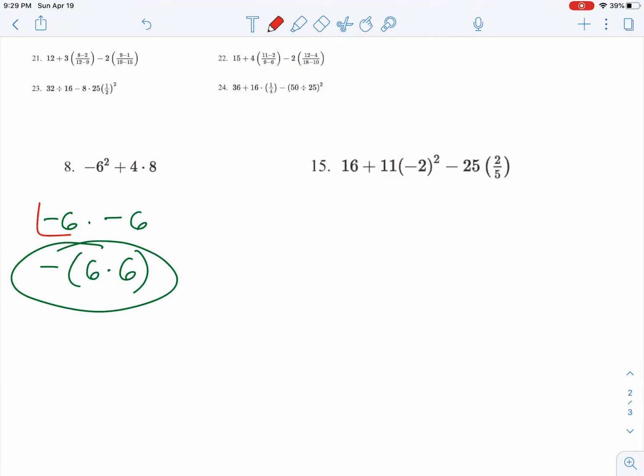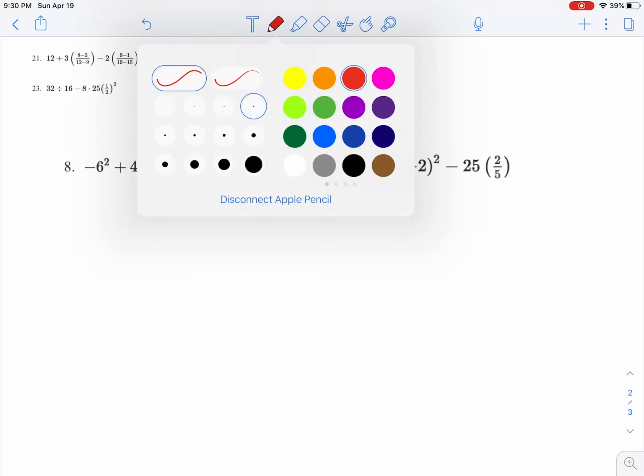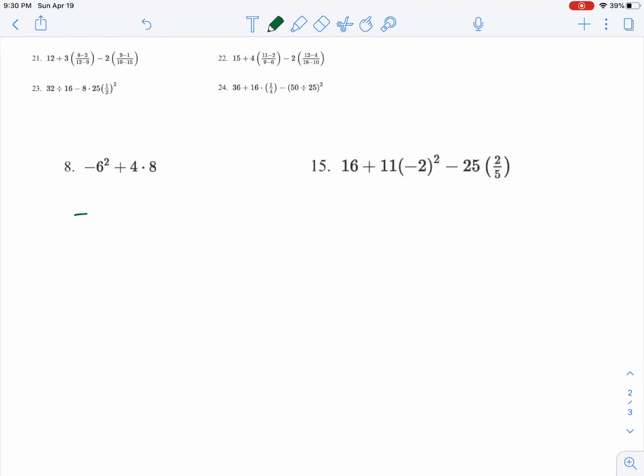If it was this, -6 times -6, then it would be written like this, a negative times itself. So, the exponent comes first. -6 times 6 is 36. Multiplication has to happen before the addition. 4 times 8 is 32. -36 plus 32 is -4.